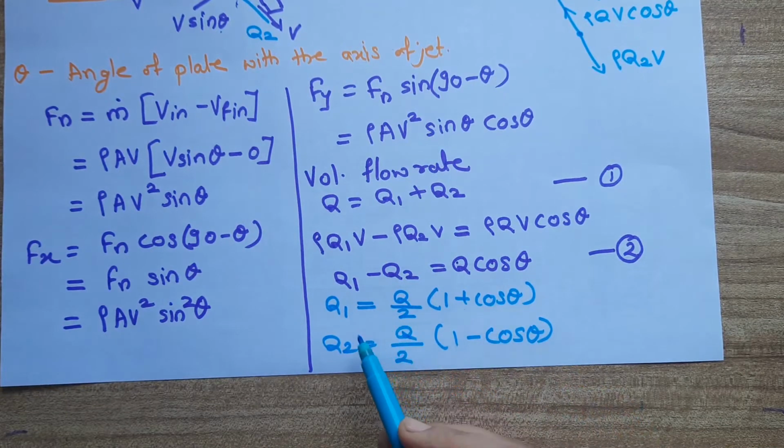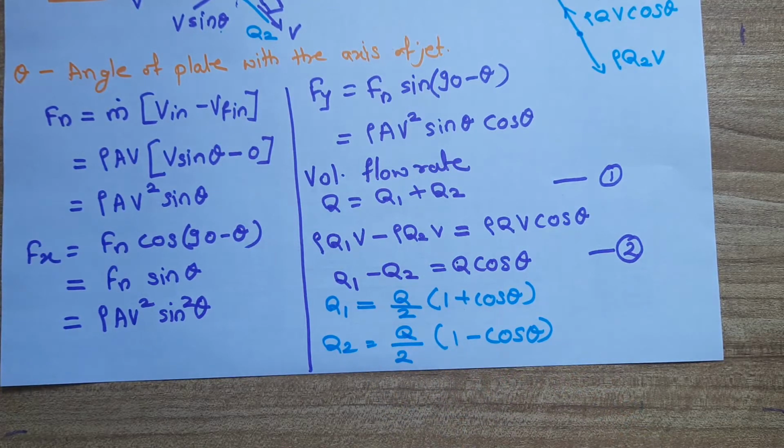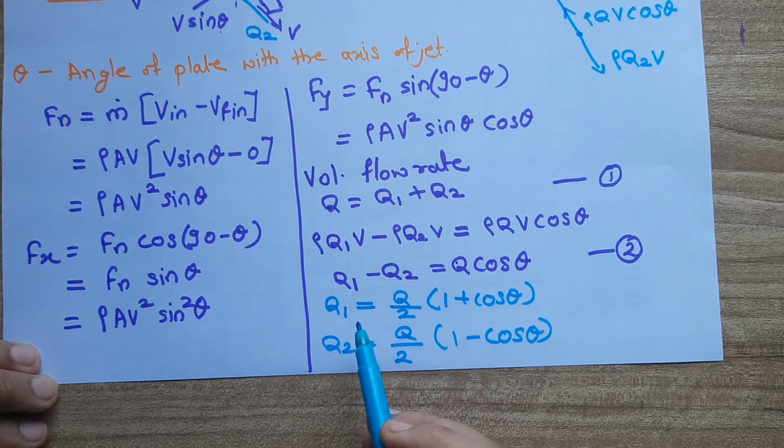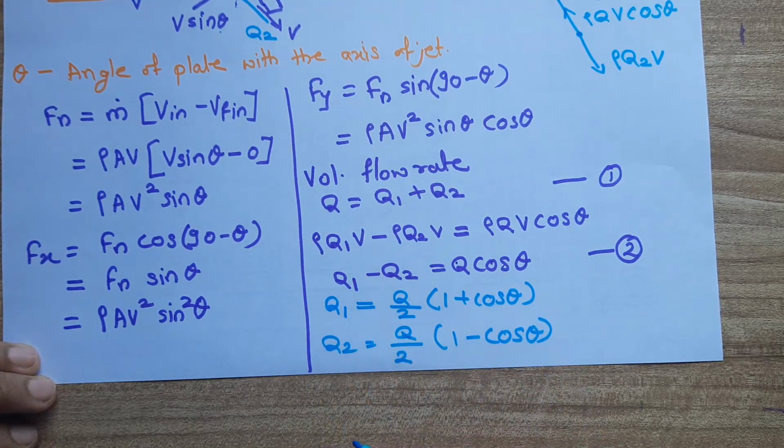This volume flow rate will be the same even if your plate is moving. In that case only the velocity is going to change, that will be v minus u for the Q.